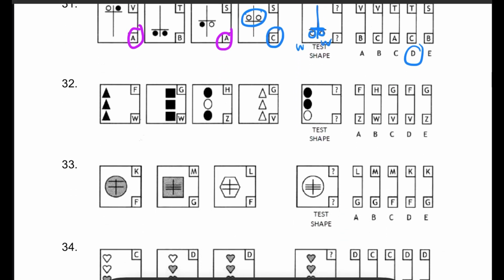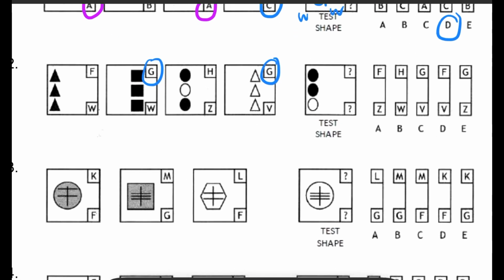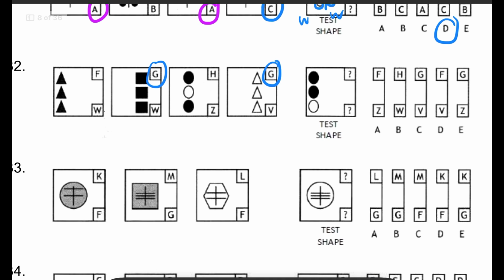Then on to this question. These two both have a G as the first letter. And as you can see, they both have three shapes that are on the right side of the box. The test shape, they're on the left side of the box, same as here. The first letter here is an F, so the first letter here will also be an F.